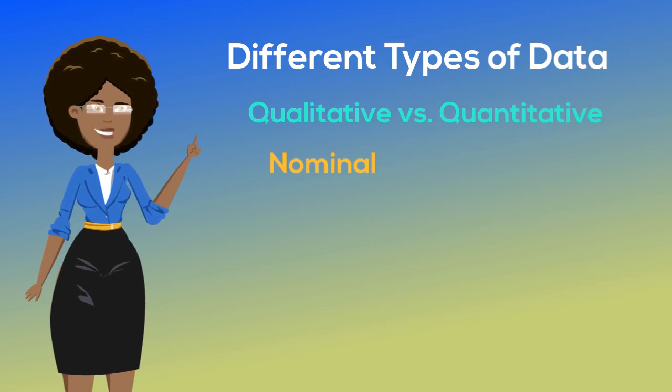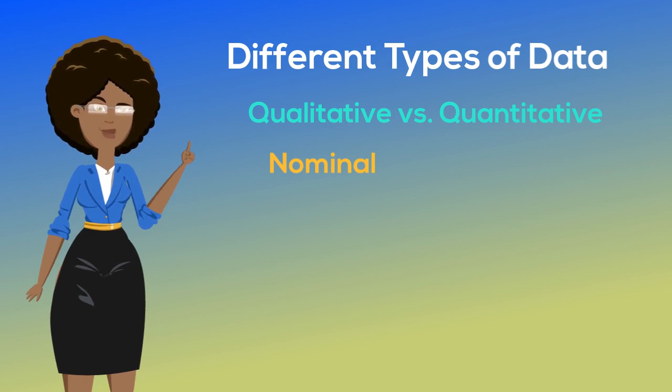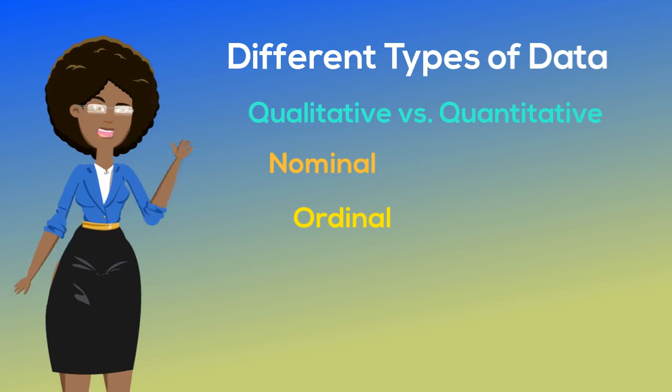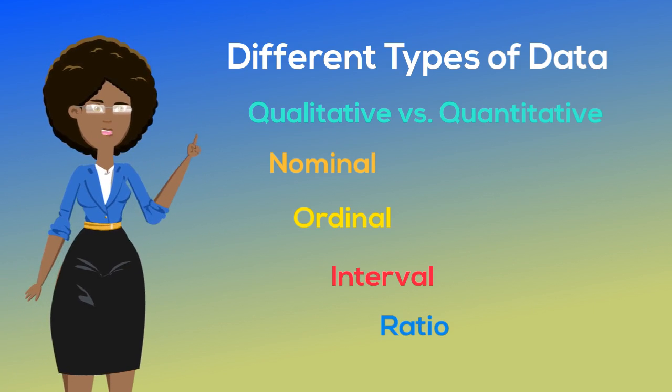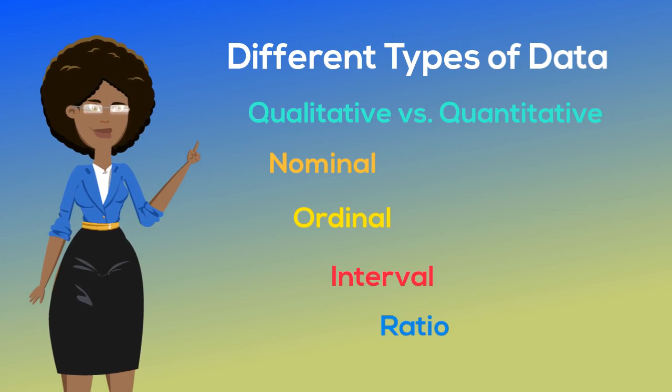First, we have nominal data, which are categories such as race and religion. Next, we have ordinal data, which are data that can be ranked, such as first, second, or third. And last, we have interval and ratio data, which are numbers such as temperature or weight.